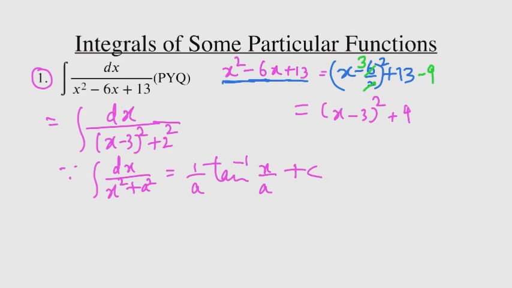Now we can clearly identify what is there in place of x: it is x minus 3. What is in place of a? It is 2. So we will replace it over here, and now we are ready with the answer. It is 1 upon 2 tan inverse of x minus 3 divided by 2 plus c.